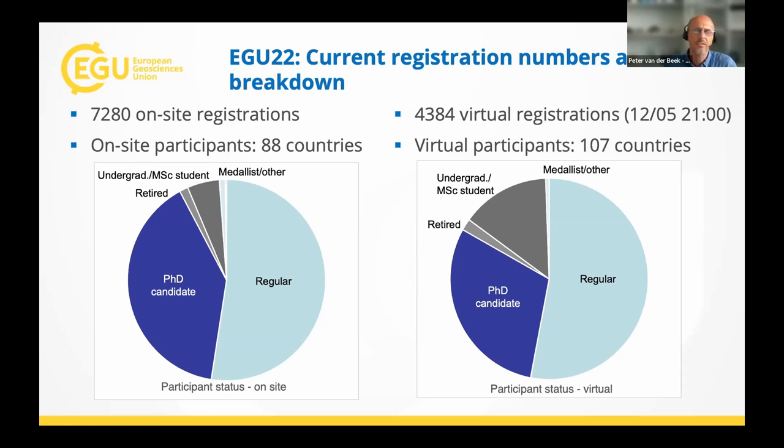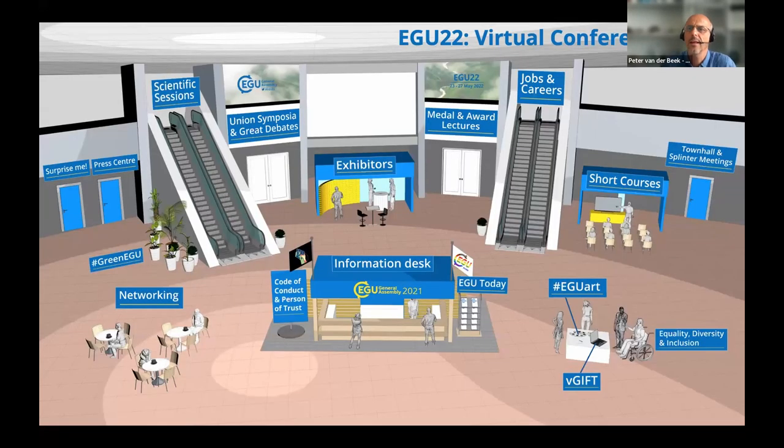So the virtual participants will be able to engage with the General Assembly again through the virtual conference center. So like last year, it's very much based on last year's design, except that all the scientific sessions will be run as Zoom sessions. And so you will again have the possibility to go to these scientific sessions or the union symposia and great debates, the medal and award lectures, simply by clicking on these doors and going into these virtual lecture halls.